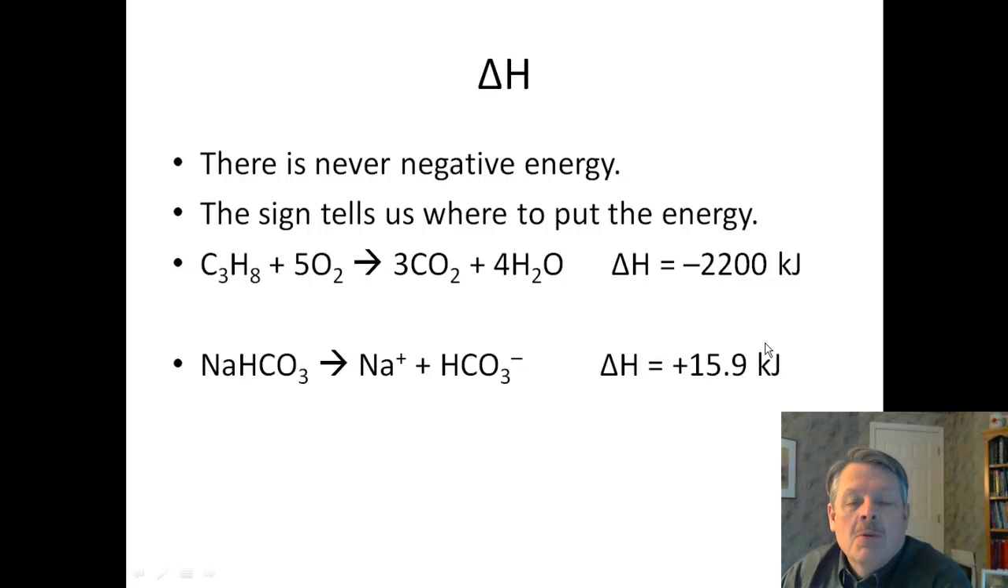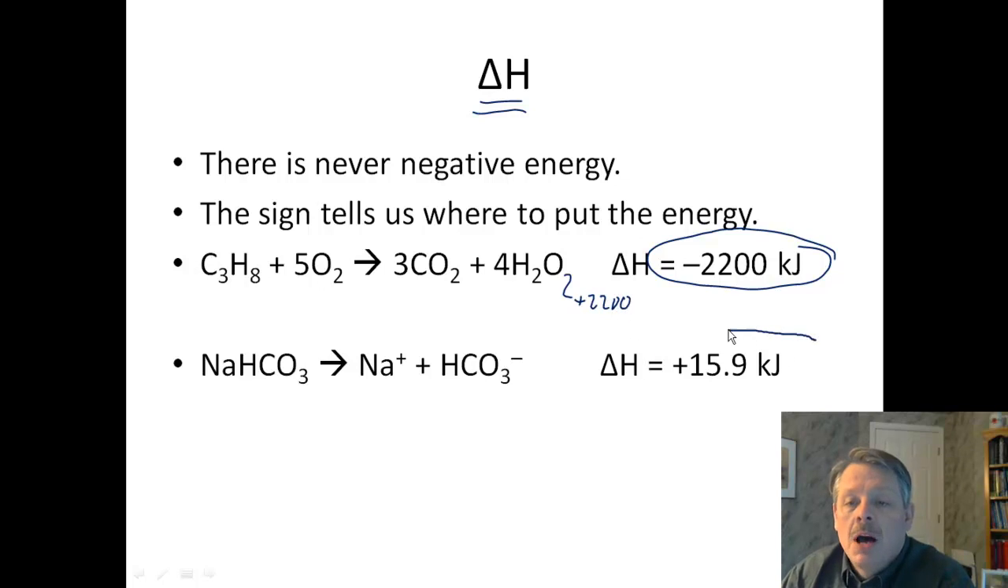All right. Remember, there is never negative energy. So even though our delta H is negative or positive, what the sign is telling us is where to put the energy. So when we see propane burning, the negative delta H tells us that we are producing energy, and we're going to say plus 2200 kilojoules over here.